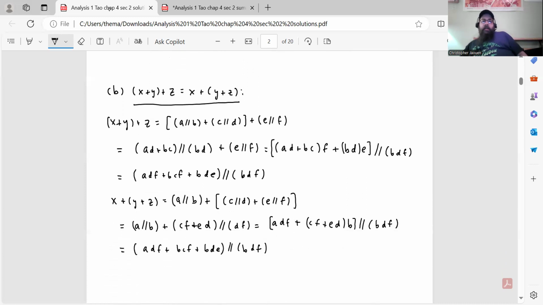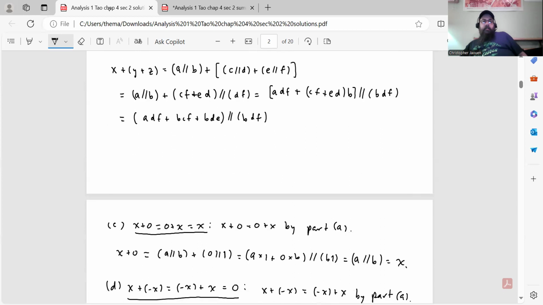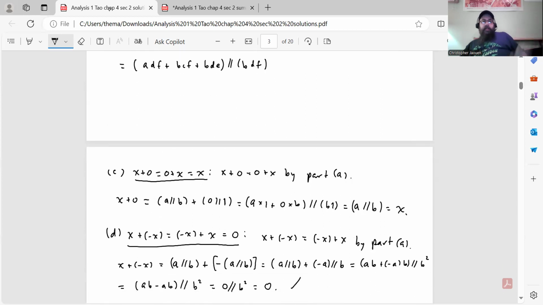All right, part B is associativity of addition, and again, it follows directly from the definitions here. If you do the calculation x plus y first and then z, you get the rational number that we have down here, ADF plus BCF plus BDE double slash BDF, when you go through the calculation. And if next you do x plus, and then y plus z, and you add those together using the definitions, you get the same number, which you can see here. So both of these are the same rational number because the numerators are the same number and the denominators are the same number, so it's the same rational number. All right, so addition is associative.